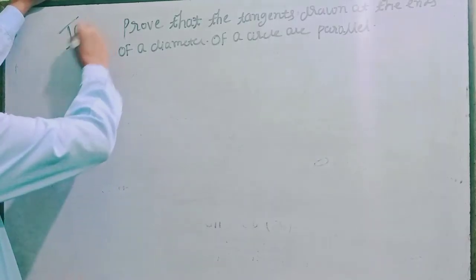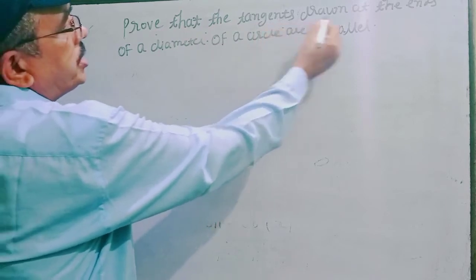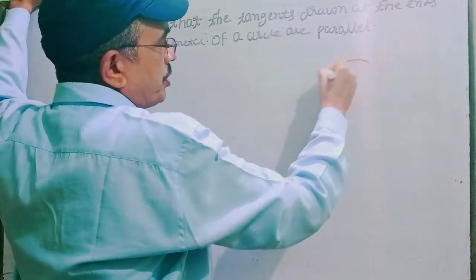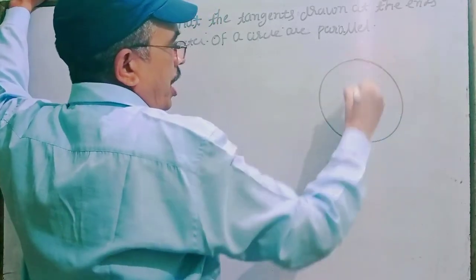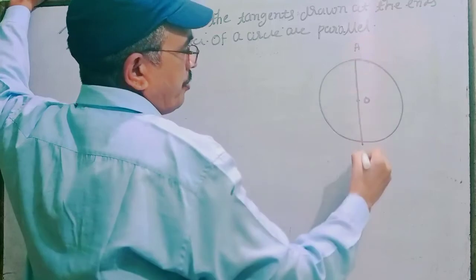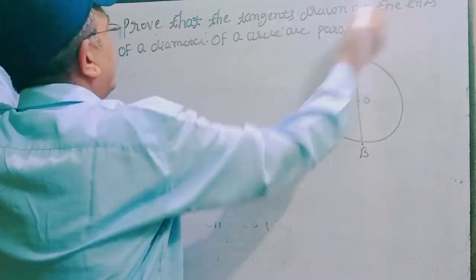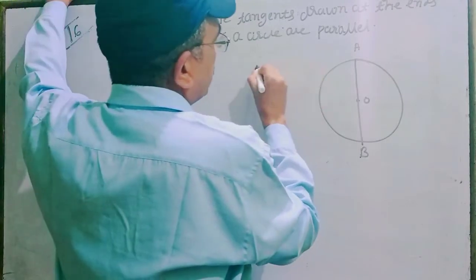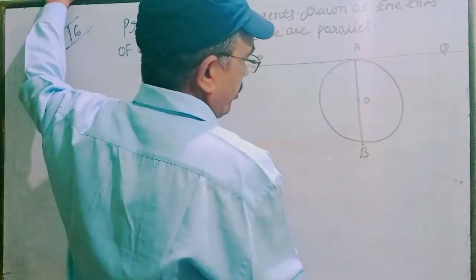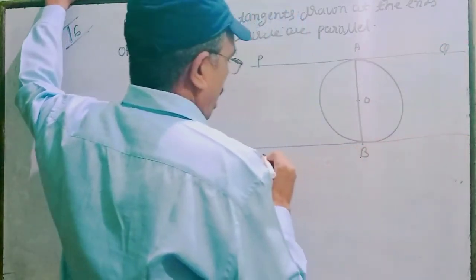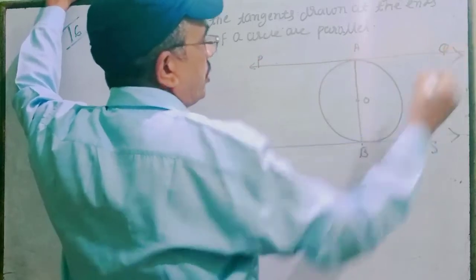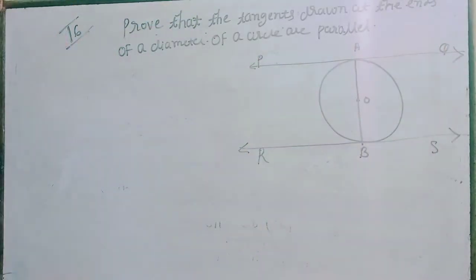Now see theorem 6, which proves that the tangents drawn at the ends of the diameter of a circle are parallel. So dear friend, first you write it is a circle and O is the center and AB is the diameter. So at the ends of the diameter we draw tangents. Here we draw at one end of the diameter PQ, and at the other end of the diameter RS. You have to prove that PQ and RS are parallel.